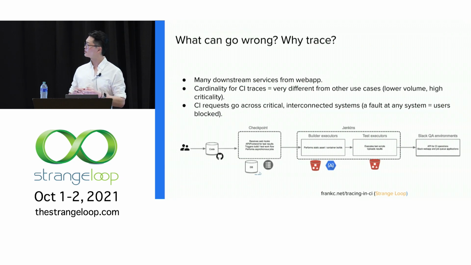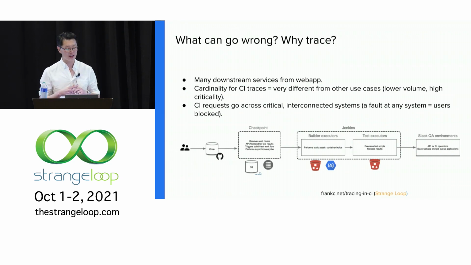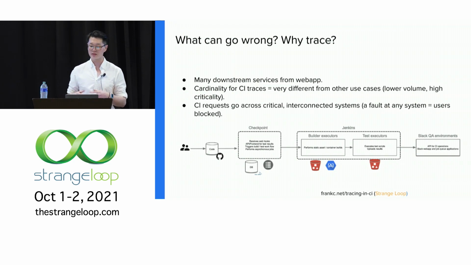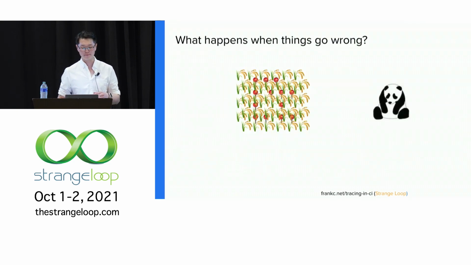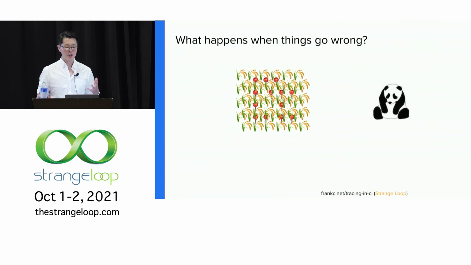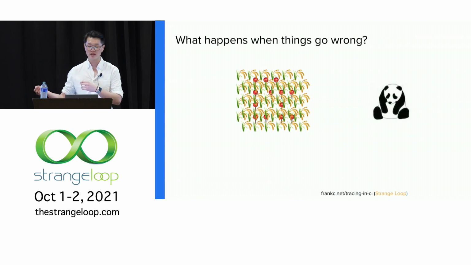Well, why trace? To find causation. Today, there's many more downstream services from web app. And the cardinality for CI traces is very different from other services like web app. CI has lower volume, so there's no need for sampling, but higher criticality. CI requests go through critical interconnected systems, and a fault in any system typically means users are blocked. So what does a fault look like? Engineers hit retry on their tests and are frustrated when anything in that hot critical path fails.